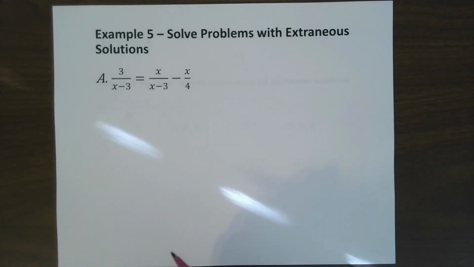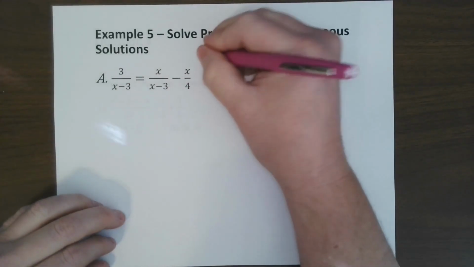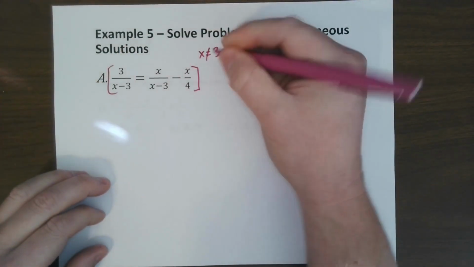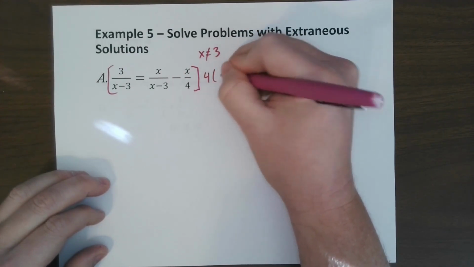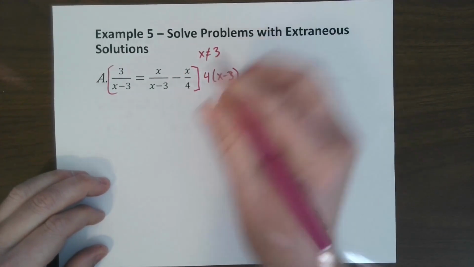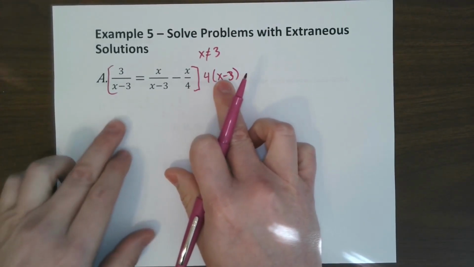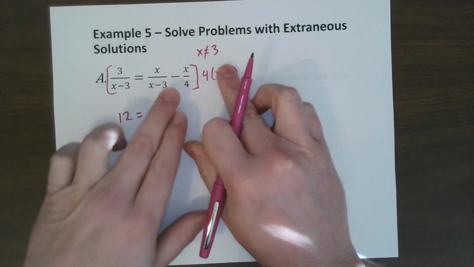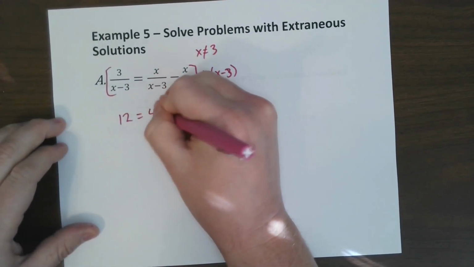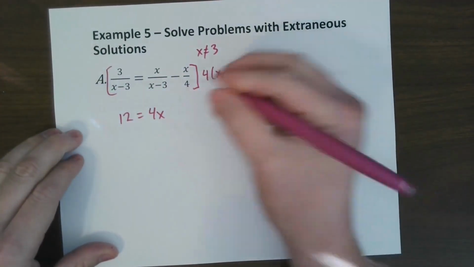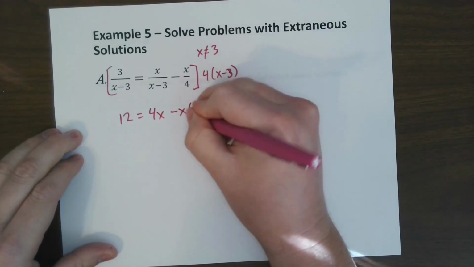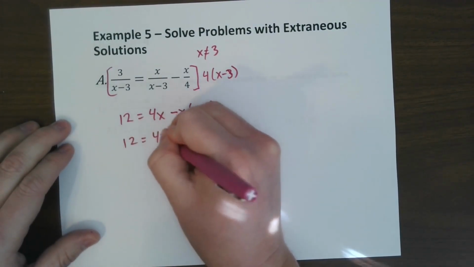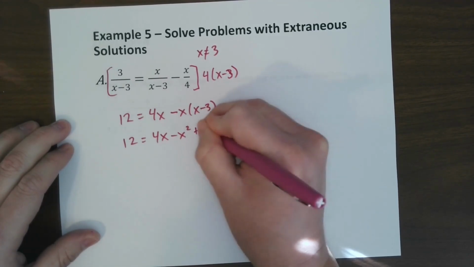So let's try another one, see if there's any extraneous solutions. So for this one right here, we know x cannot equal 3. So we're going to multiply everything, once again, by 4 this time, and x minus 3, because whatever's on the bottom, that's what we're multiplying by. So if we multiply this by the first one, they share that, so it's going to be 3 times 4, which is 12. These ones cancel, so 4x. And these ones, the 4s, so we got minus x times x minus 3. So if we distribute that, we get 4x minus x squared plus 3x.